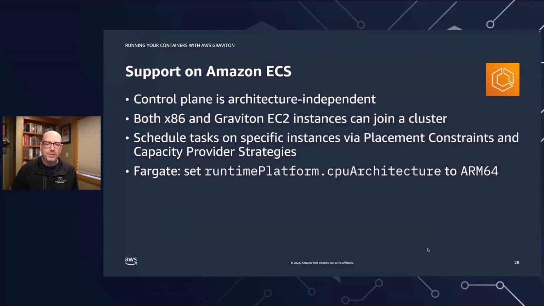So with ECS, the control plane is architecture independent. Both x86 and Graviton instances can join the cluster. You can schedule tasks on specific images via placement constraints and capacity provider strategies, which I'll show on the next slide. A placement constraint is a rule that filters out which EC2 container instances are qualified to run the specific task or container. A capacity provider strategy routes a task to a specific EC2 instance, autoscaling group or instance.